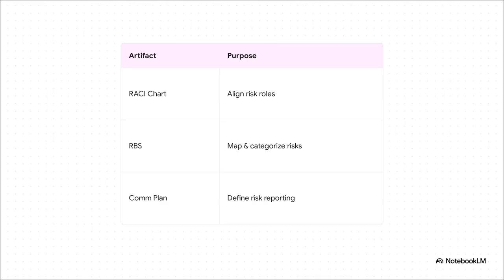To make that plan absolutely bulletproof, you're going to compile some key artifacts. You'll define who does what with a RASI chart, mapping out who's responsible, accountable, consulted, and informed. You'll use a risk breakdown structure, an RBS, to systematically categorize everything so nothing slips through the cracks. And you'll loop in a communication plan so everyone knows exactly how and when risk updates are going out.